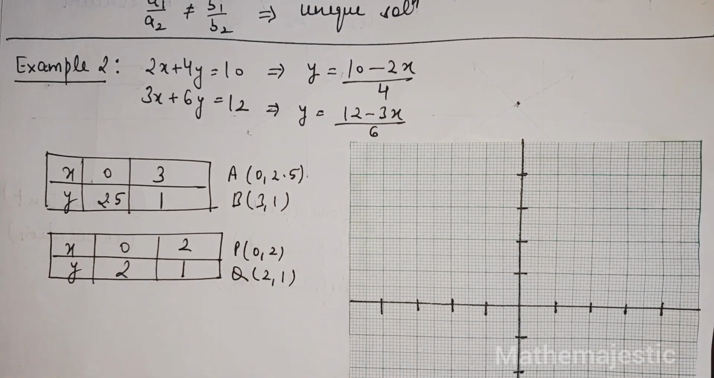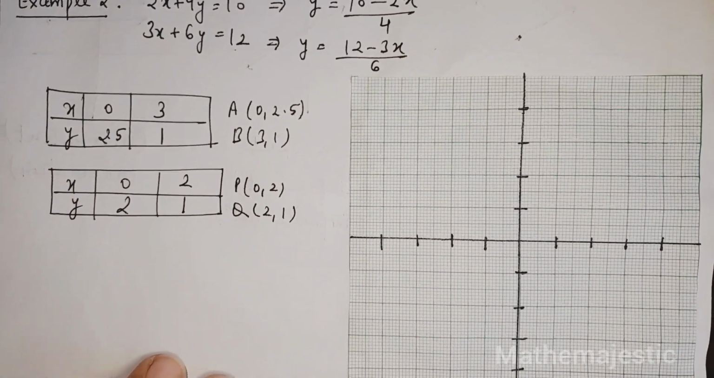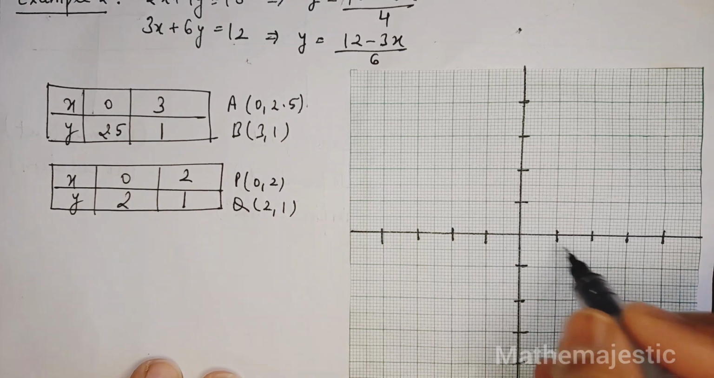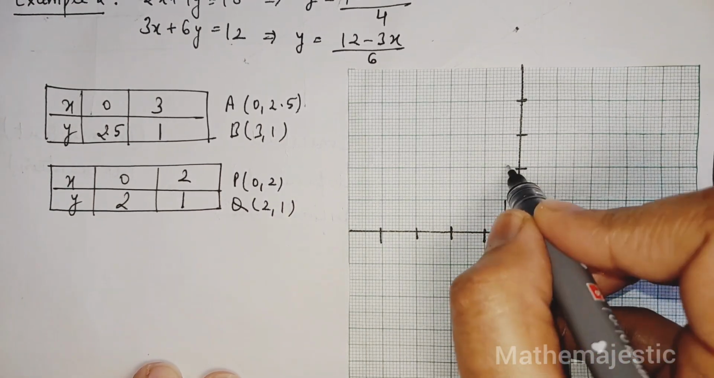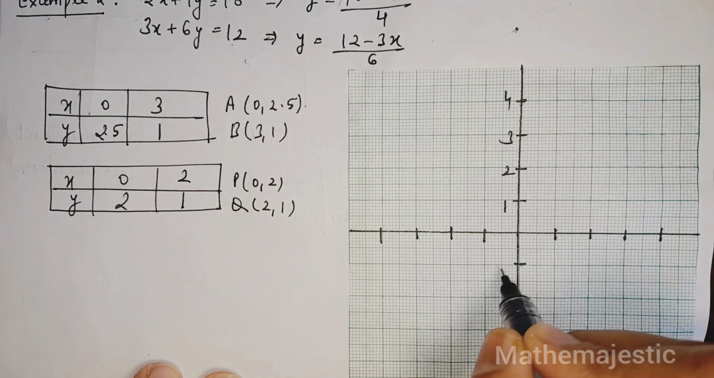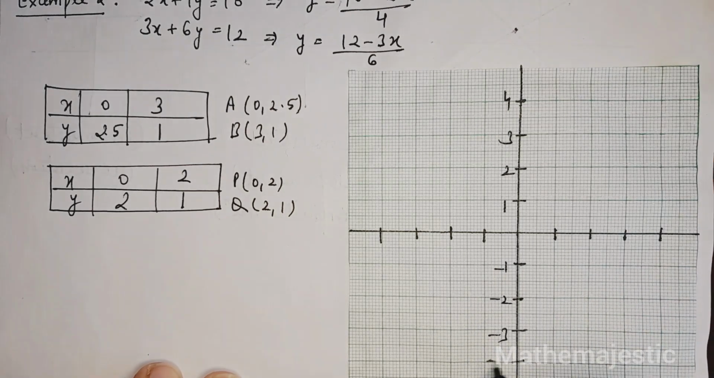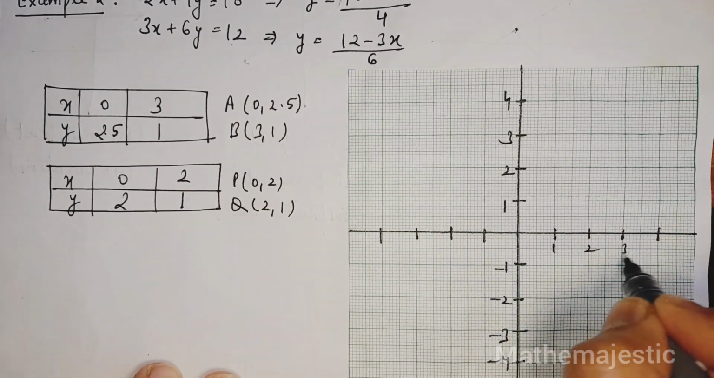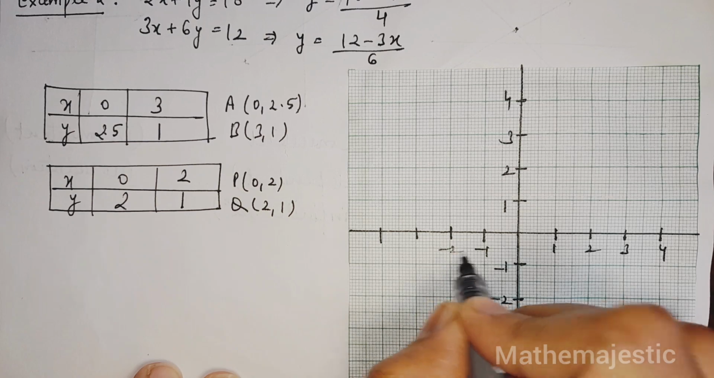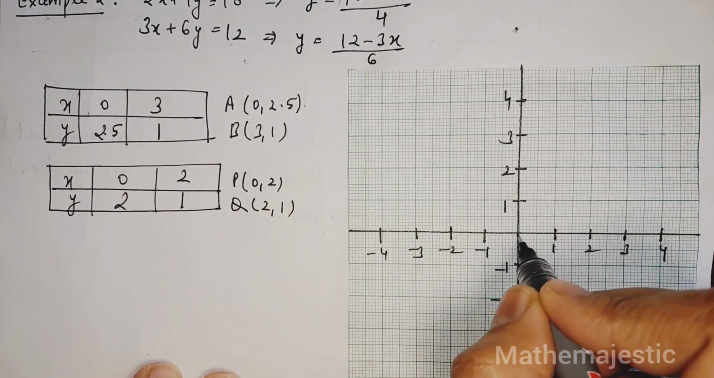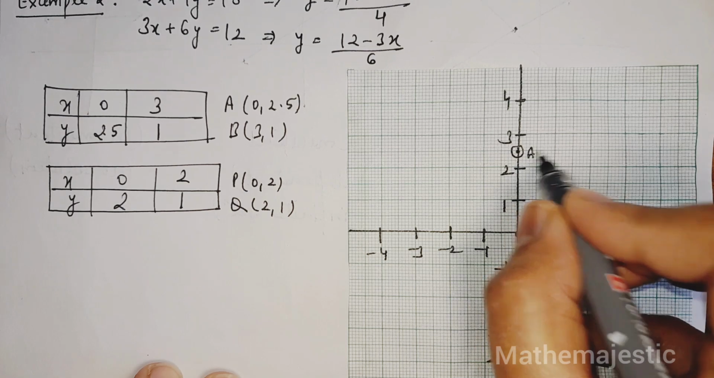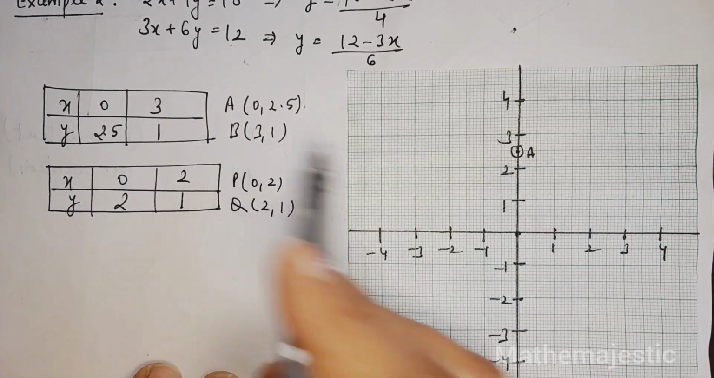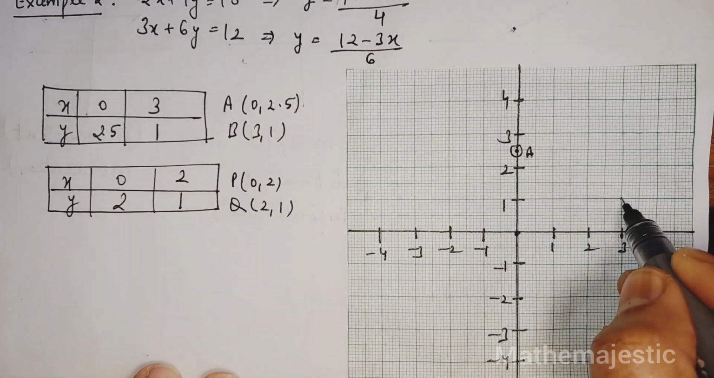These points we get. Now we will represent them on the graph paper. First is 0, 2.5, x 0 and y 2.5. Mark 1, 2, 3, 4 and minus 1, minus 2, minus 3, minus 4 on the axes. x 0 and y 2.5 is this point. x 3, y 1 will be this point.